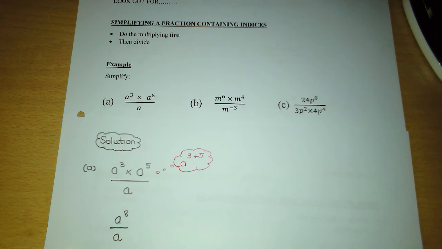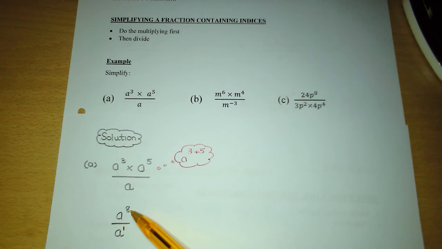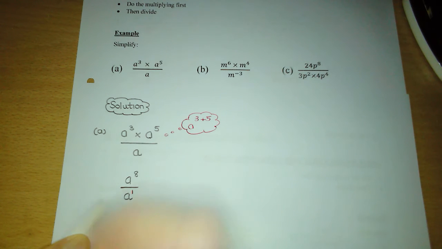Now, again, when you see a letter or a number with no visible power, that is telling you its power is actually 1. So what we can do is insert a little power of 1 just immediately after the a. So what we're now trying to do is work out a to the power of 8 divided by a to the power of 1. So I'm going to rewrite the fraction as a division. So I'm going to rewrite it as a to the power of 8 divided by a to the power of 1.